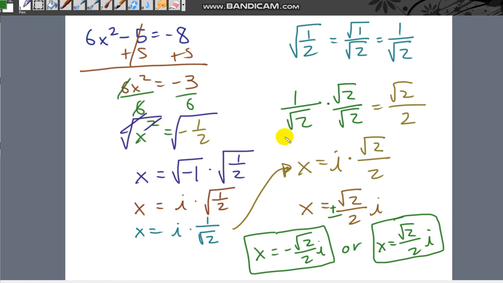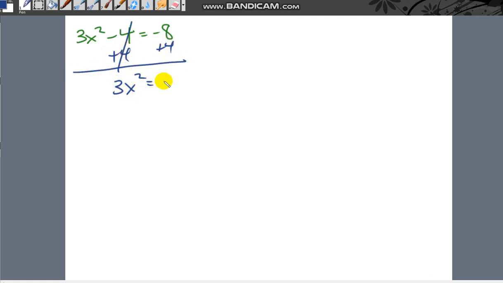Alright, one more example, something similar. 3x squared minus 4 equals negative 8. So what I see is we want to add 4 to both sides. If we add 4 to both sides right here, 3x squared equals negative 4. We have a 3 right here, so we're going to divide by 3. The 3's cancel, so we have x squared equals negative 4 over 3.